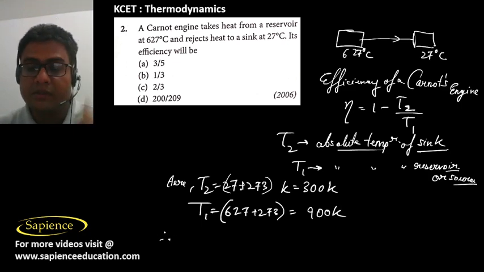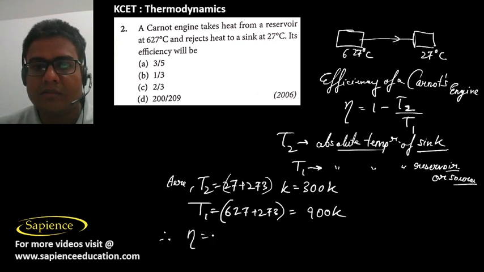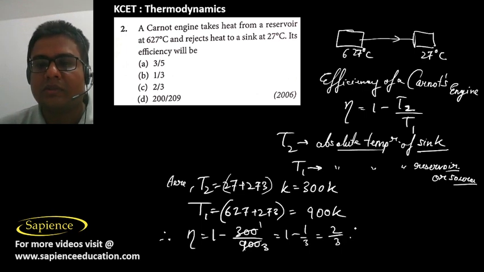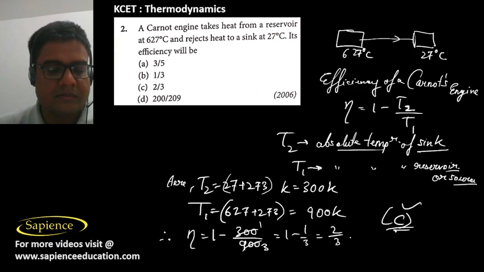So therefore the efficiency eta will be equal to 1 minus 300 by 900. So this will be 1 minus 1 by 3, that is equal to 2 by 3. So option C is the correct answer.